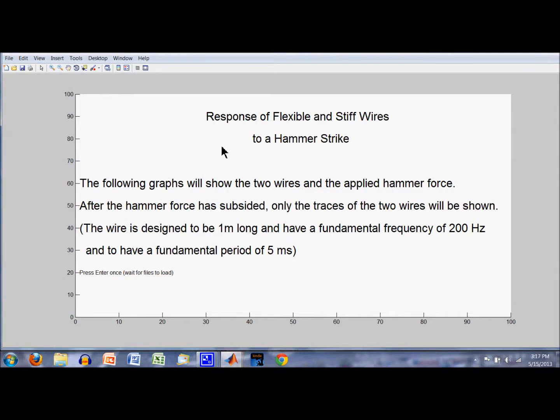Now let's move on to a more realistic situation where we compare that flexible string with a stiff string or a stiff wire. The stiff wire will have flexibility under tension, but it will also have a characteristic of elasticity, which means it wants to return to its non-disturbed condition. We're going to strike it with a hammer. First of all, the wire is 1 meter long, and it's designed to have a fundamental frequency of 200 hertz, which corresponds to a natural period of 5 milliseconds.